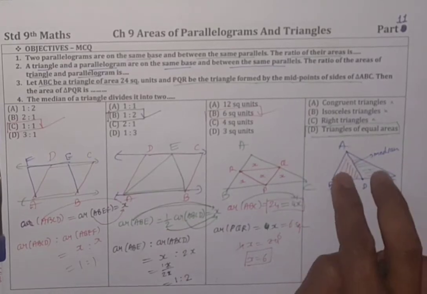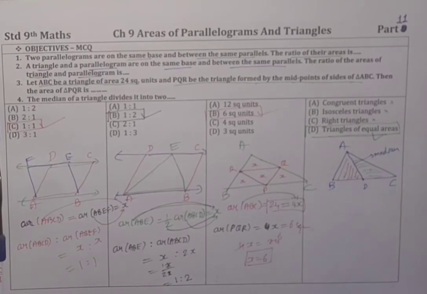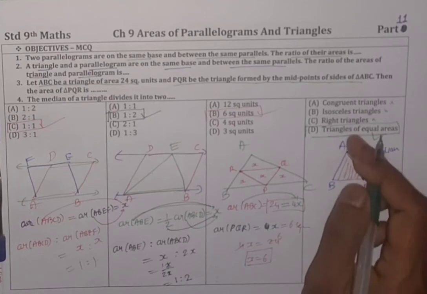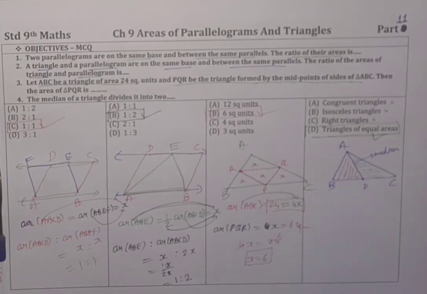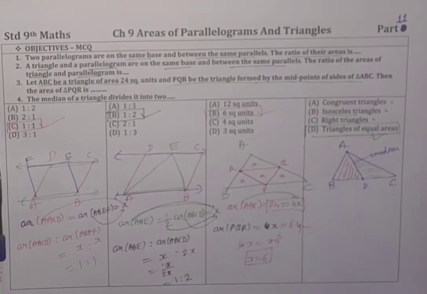The median of a triangle divides a given triangle into two triangles of equal area. Can those two triangles be congruent? It is possible. It depends on what kind of triangle ABC is. Can both be isosceles? That is also possible. Can they be right triangles? That is also possible, children. Alright? Fine. So now, moving on to the last four objectives of this session.